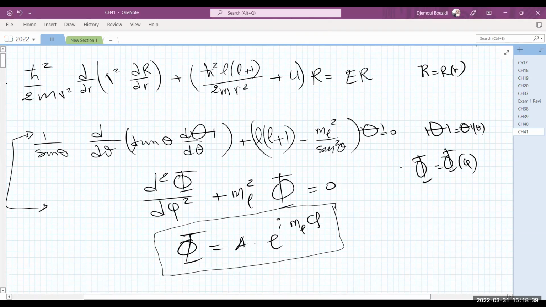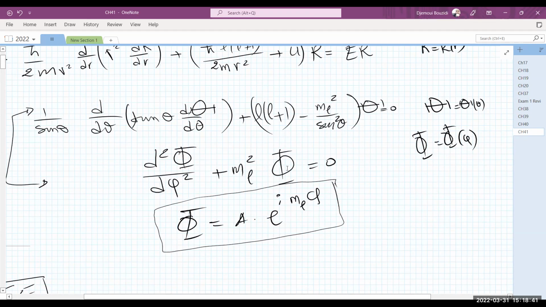But there is a condition here. There is the theta dependence and the phi dependence. The phi dependence is easy to solve because it's just the harmonic oscillator equation. Solving it will just give me the cosine and the sine. If I write them in terms of the exponential, this is how they look. The cosine and the sine are periodic functions in terms of the azimuthal angle.